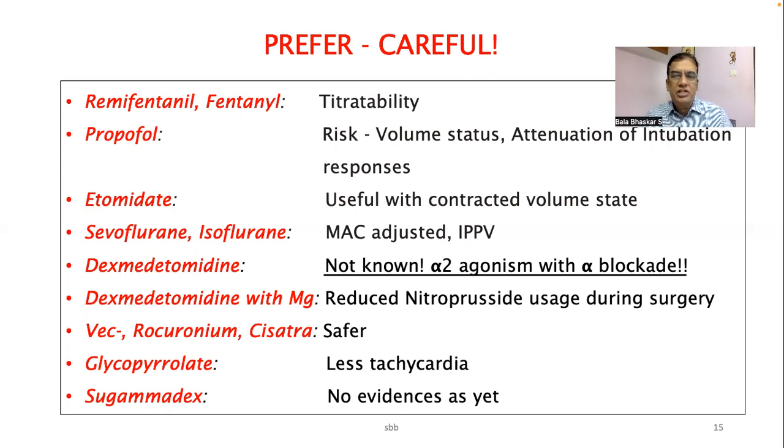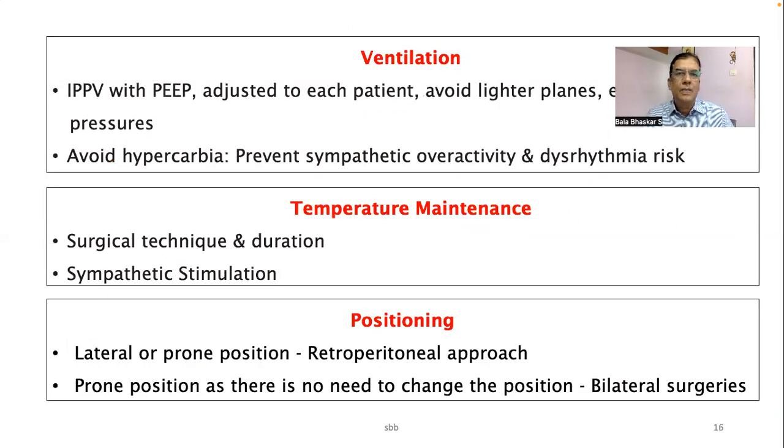Vecuronium, rocuronium, and cisatracurium are beneficial because they are cardiostable and don't cause histamine release. Glycopyrrolate may be preferred over atropine because of the lesser severity of tachycardia it induces. Sugammadex, we don't have clear-cut evidence per se. So whenever we use all these inhalation agents, IV agents and other drugs, we should also keep an eye on the renal status of the patient, which I said is also susceptible in a patient with pheochromocytoma.